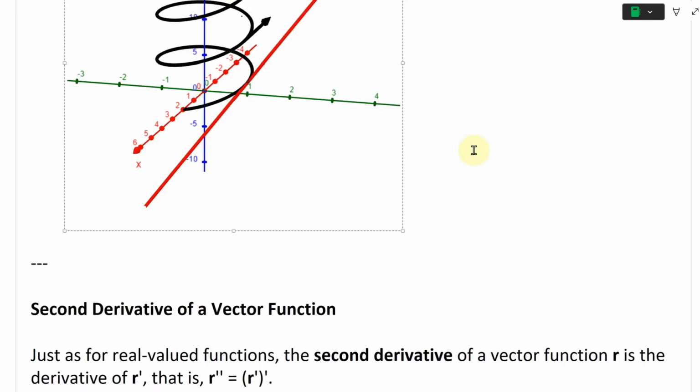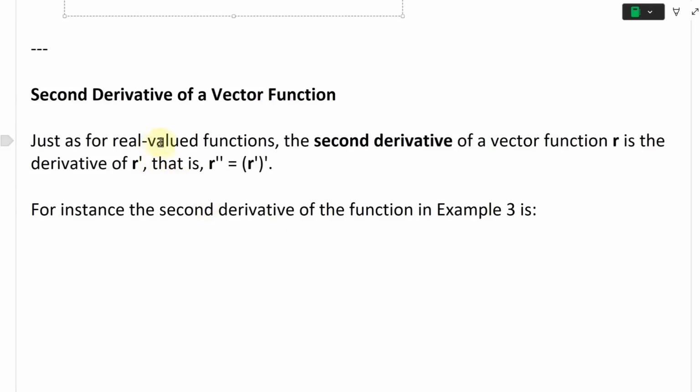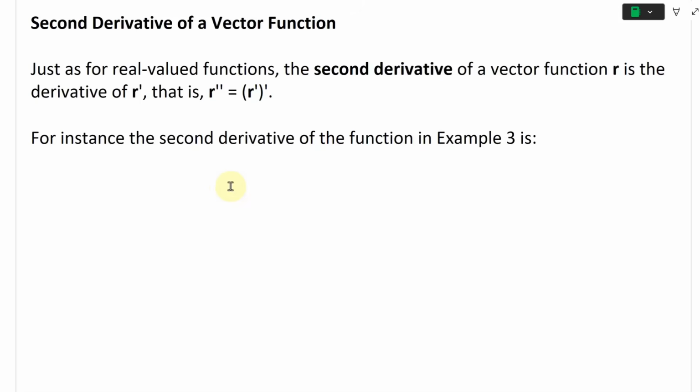All right, and now let's go further and look at the second derivative of a vector function. Just as for real-valued functions, for a vector function r, the second derivative r double prime is just the derivative of r prime. So basically we just take the derivative again, repeating the same thing.